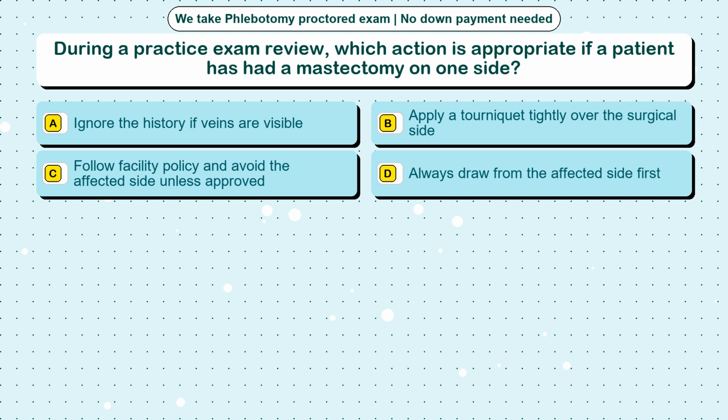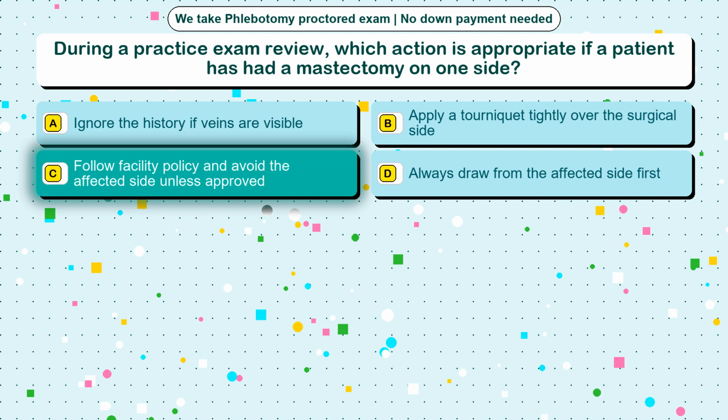Question 29. During a practice exam review, which action is appropriate if a patient has had a mastectomy on one side? Option A. Ignore the history if veins are visible. Option B. Apply a tourniquet tightly over the surgical side. Option C. Follow facility policy and avoid the affected side unless approved. Option D. Always draw from the affected side first.